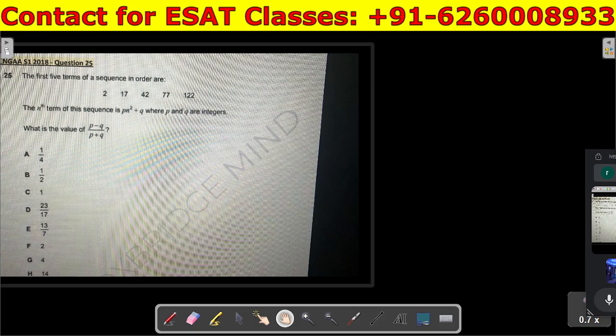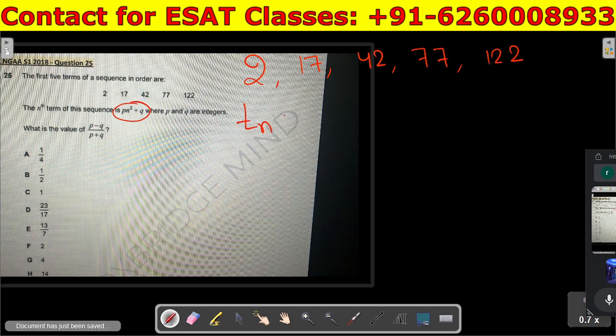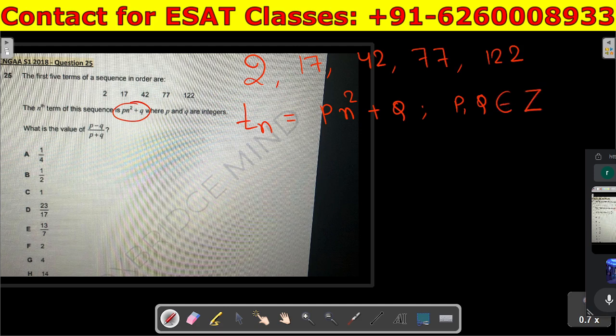The question says the first five terms of a sequence, in order, are 2, 17, 42, 77, and 122. The nth term of the sequence is given by the relation pn square plus q, where p and q belong to the integers. What is the value of (p minus q) upon (p plus q)?